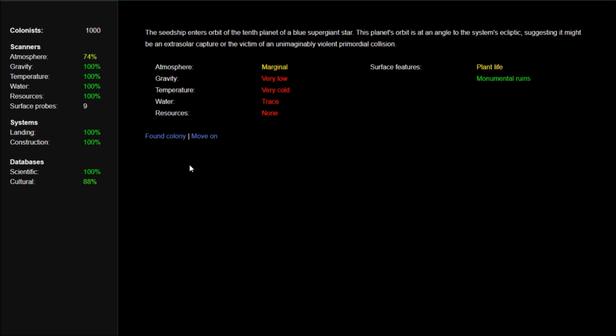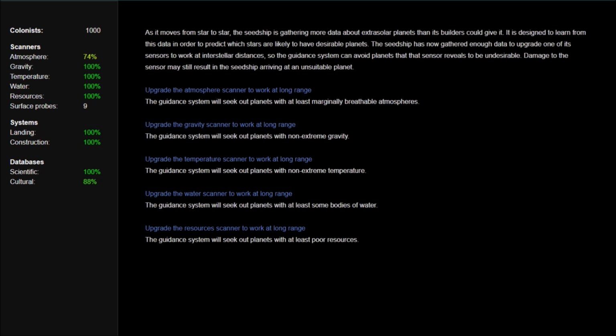So we can send a colony down here, and then this is basically where the game ends. If we send a colony ship out, we get a little readout on what actually happened, if humanity survived or not, how many of them were murdered by cannibals, that kind of a thing. But I think we got to move on. There's the way too low gravity. It's super cold here. This isn't for us.